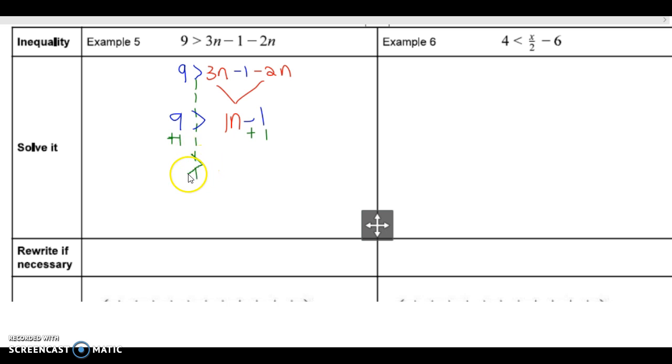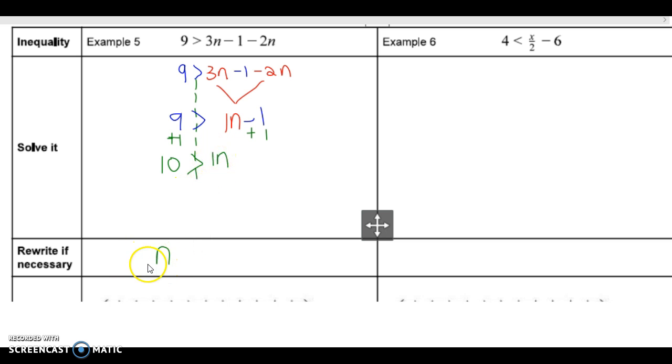Keep the inequality symbol same. 9 plus 1, we have 10. 1n on the right side. So 10 is greater than 1n. Basically, n is less than 10. So we should actually rewrite this. Okay, I want to put the n on the left side.